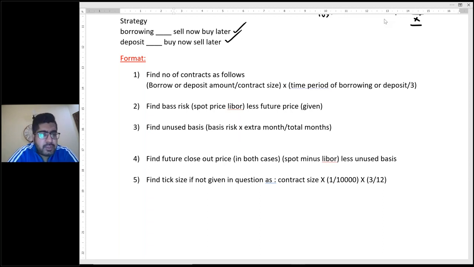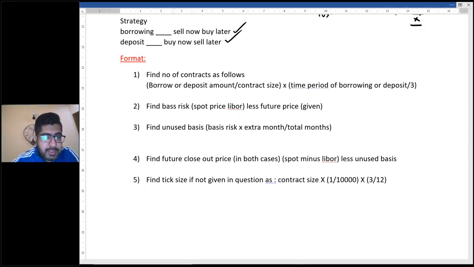Okay. So the first step of futures is that you need to find the number of contracts as follows: borrowed or deposit amount divided by contract size, multiplied by the time period of borrowing or deposit, for how long you are borrowing or depositing, over 3. This is the first step.